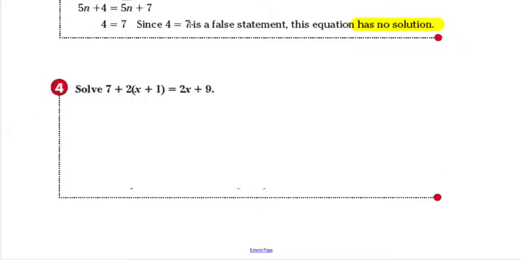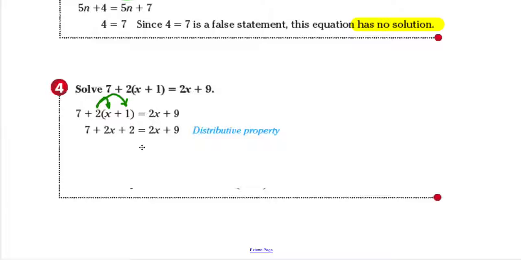Okay, let's take a look at this example. 7 plus 2 times the quantity x plus 1 equals 2x plus 9. Again, we don't want to solve for x first until we've simplified both sides of our equation. Let's copy the problem again. Using the distributive property, we distribute 2 to x, distribute 2 to 1, and end up with 7 plus 2x plus 2 equals 2x plus 9. We still have like terms, we can still add 2 plus 7. So this becomes 2x plus 9 equals 2x plus 9.